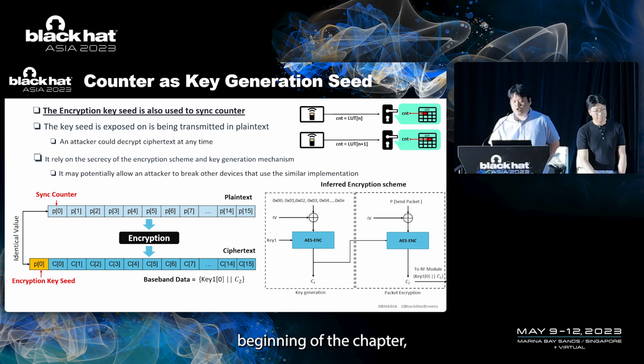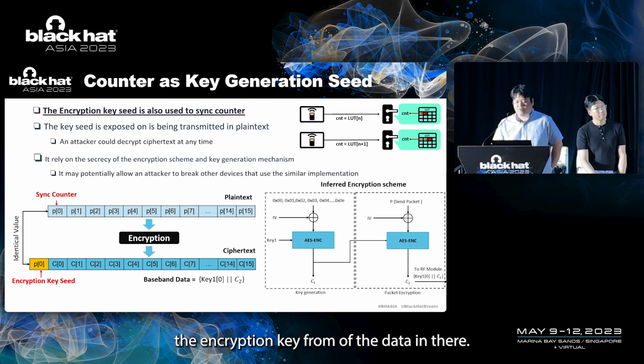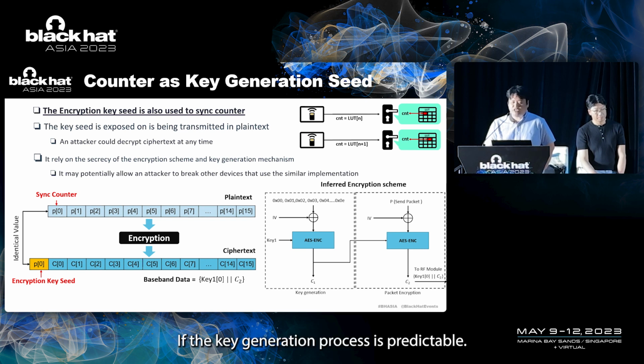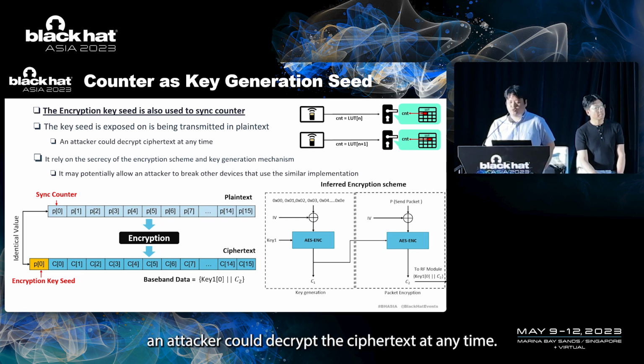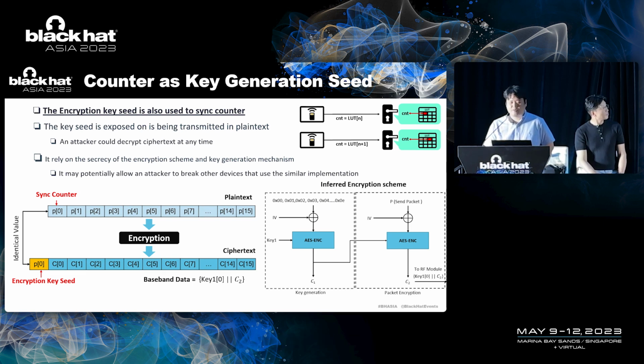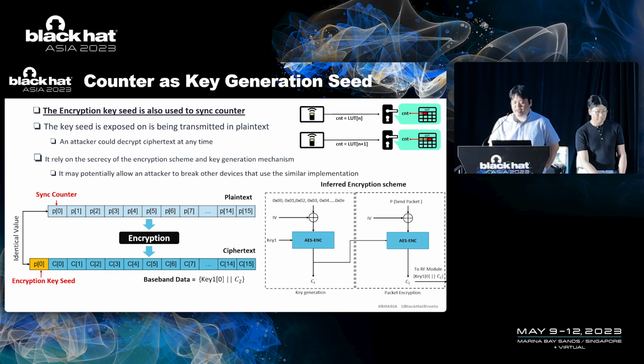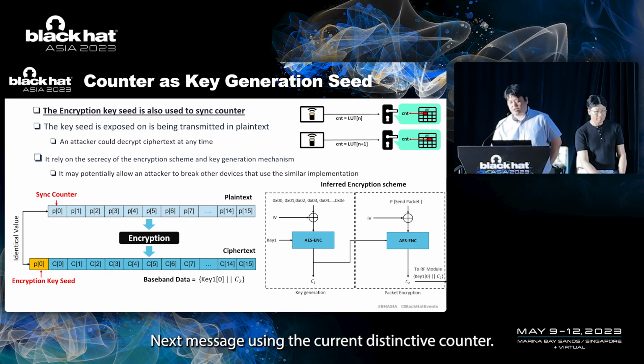As mentioned at the beginning of the chapter, this approach is a form of deriving the encryption key from received data. Indeed, the issue with this method is vulnerability to hacking attempts if the key generation process is predictable. As a result, even with a changed encryption key, an attacker could decrypt the ciphertext at any time. Interestingly, the key generation seed serves as a synchronous counter, making it easy for an attacker to forge or bury the next message using the current sync counter.